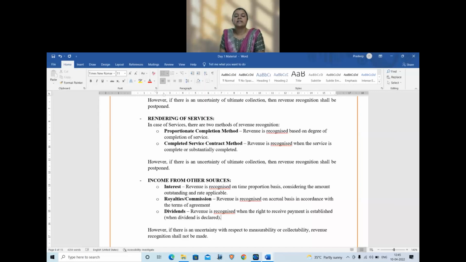However, if there is an uncertainty with respect to measurability or collectability, revenue recognition shall not be made. You will go actually whenever you are collecting it, you can recognize the revenue. So this is part 3, which is income from other sources or other forms of revenue. Only 3 forms, and this summarizes the standard. Very simple standard for us to remember: 3 rules: sale of goods, sale of services, and other income. Quickly run through and we'll start with the questions.